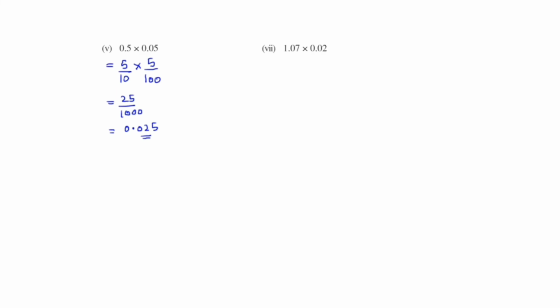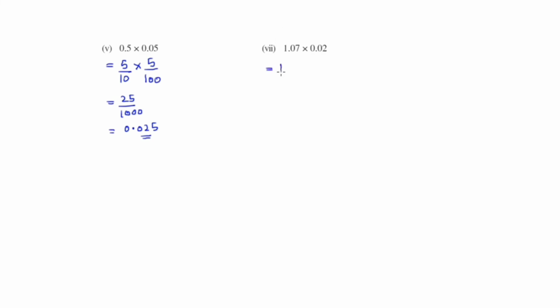But here 25 has only two digits and we have 3 zeros, so to fill the vacant place we have put the 0 over here. That's why the answer of this part is 0.025. Now moving to the seventh part.